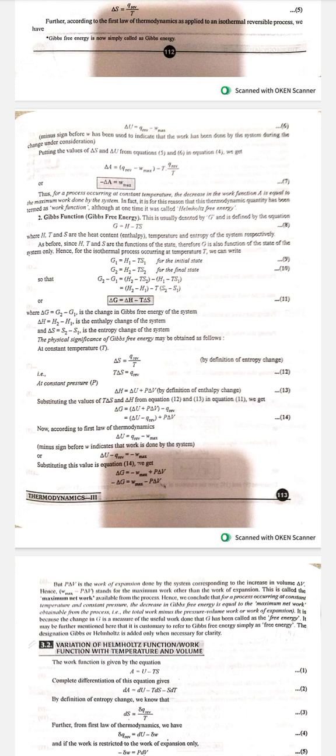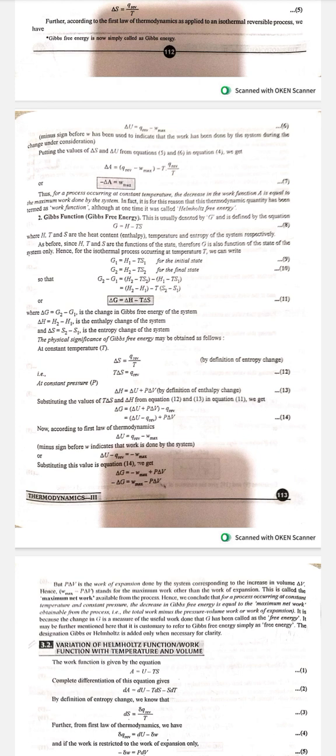Gibbs free energy. This is usually denoted by G and defined by G = H - TS, where H, T, and S are the heat content or enthalpy, temperature, and entropy of the system respectively. As before, since H, T, and S are functions of state, G is a function of the state of the system only.